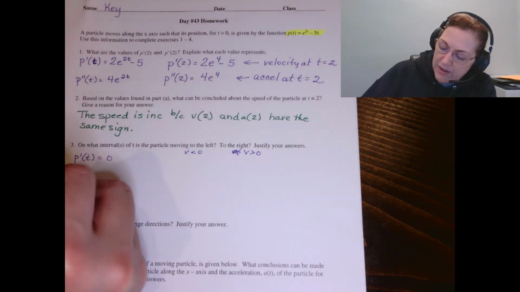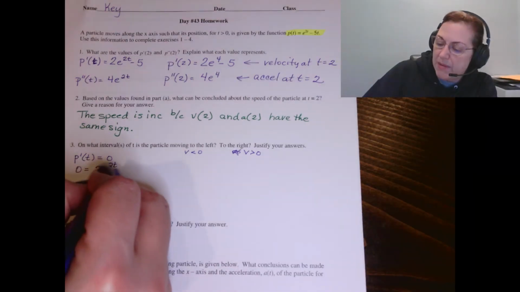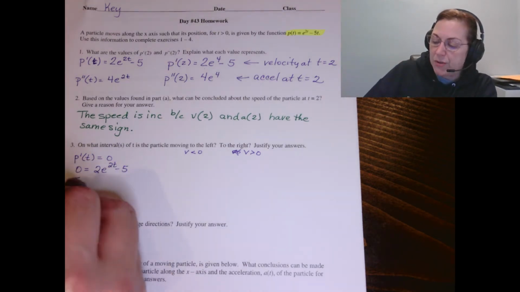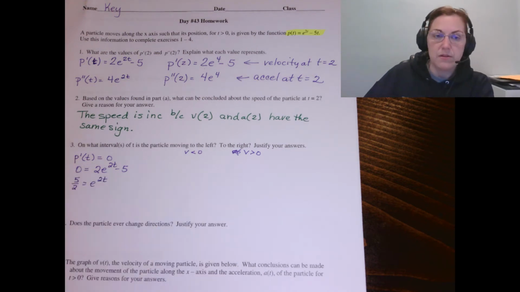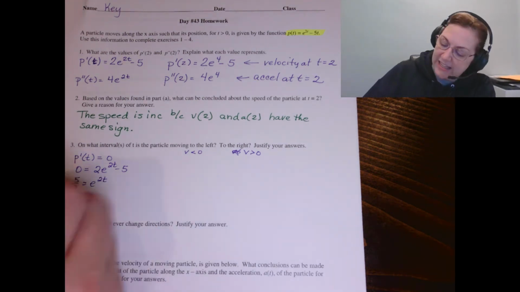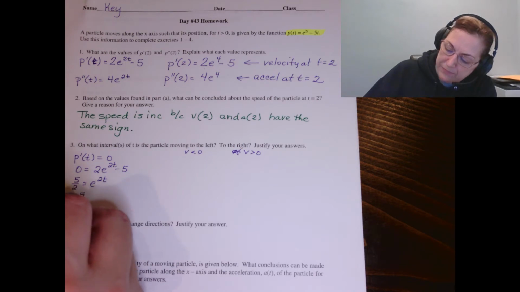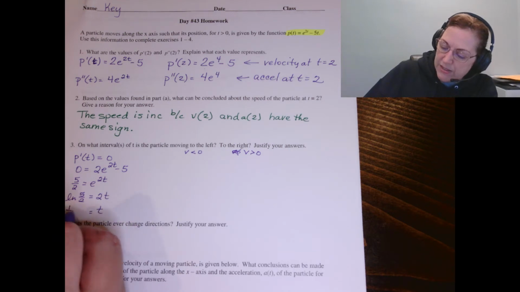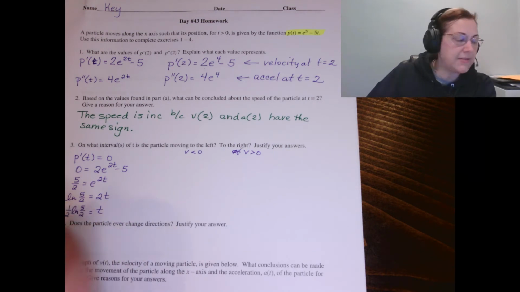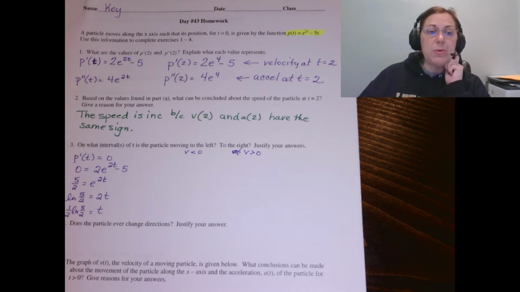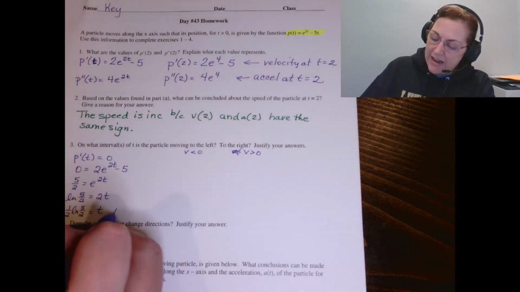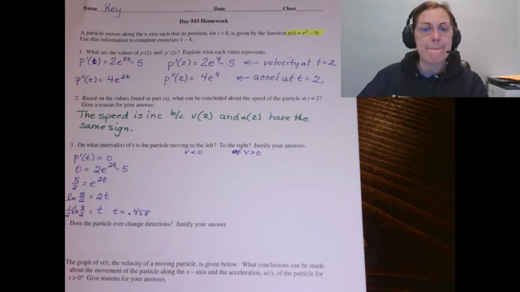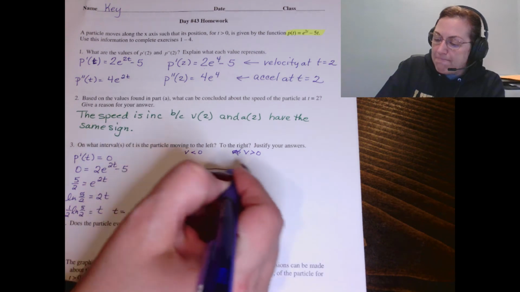So I've got 0 equals 2e to the 2t minus 5. Move your 5, divide by 2. And then go ahead and take the log of both sides. So you get that t is 1/2 ln of 5/2. Now I'm going to let you put that in your calculator. I got a value of 0.458.